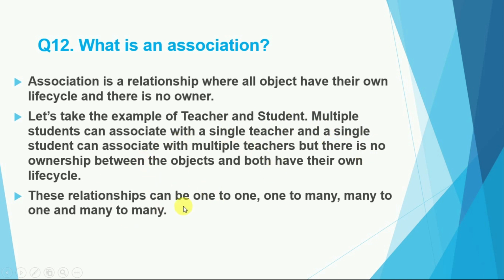Okay, and there is also no ownership. So these relationships can be one to one, one to many, many to one, and many to many. So that's why these relationships are called association.